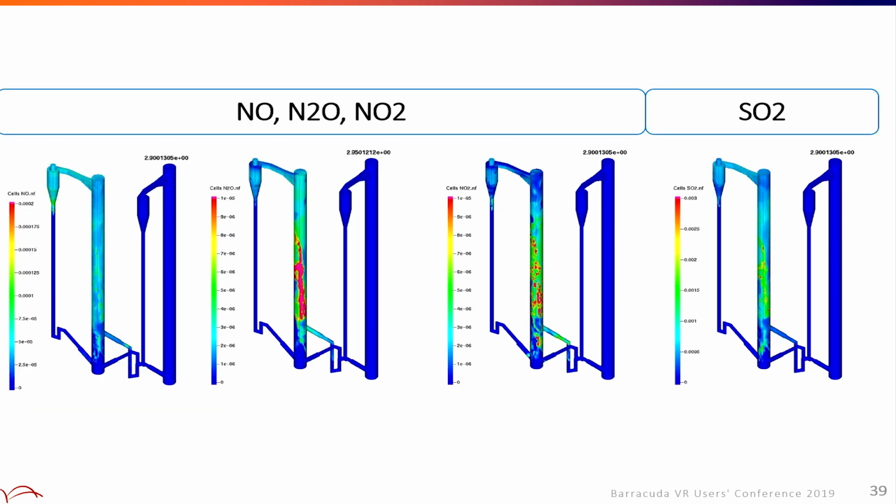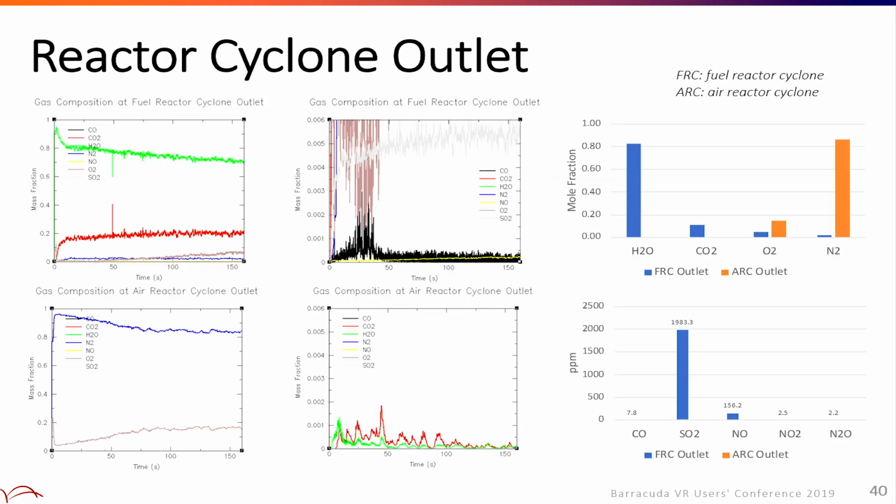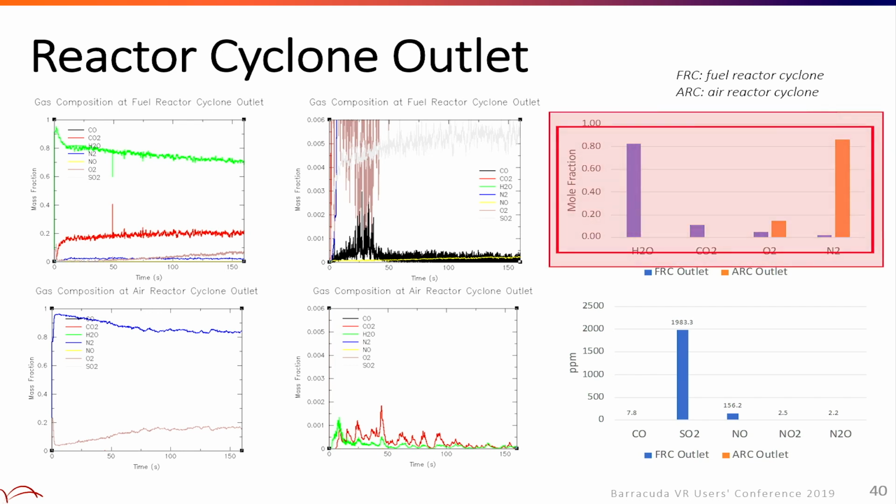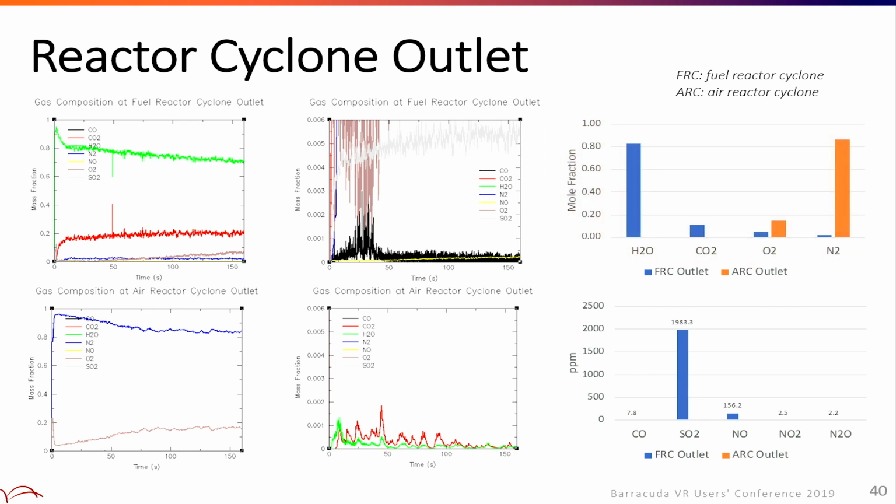NO, N2O, NO2, basically we can predict those nitrogen-containing species. And here's the reactor outlet concentration. Fuel reactor outlet, again, H2O is the major, followed by CO2, O2, and N2. And the CO2, on the dry basis, is about 64%, but certainly you want to improve that to a higher CO2 concentration at the outlet. And SO2 is close to 2,000 ppm, NO about 166, NO2 and N2O are small, less than 5 ppm.